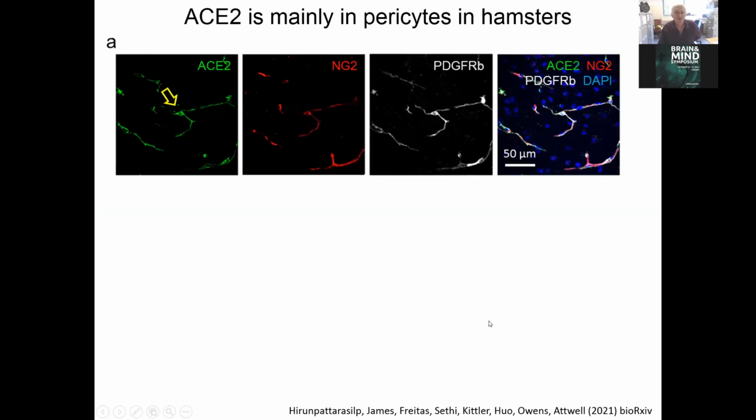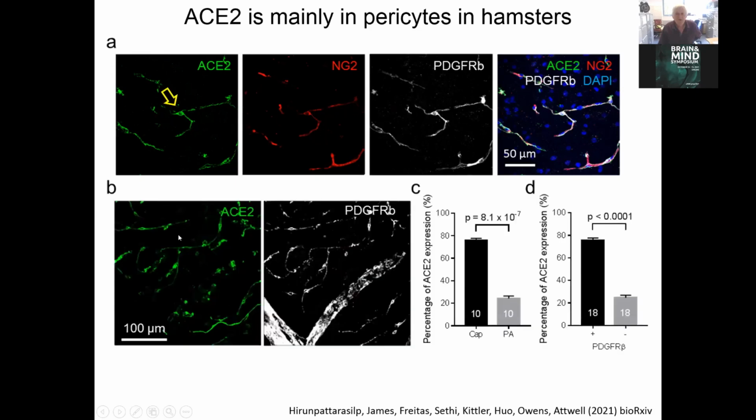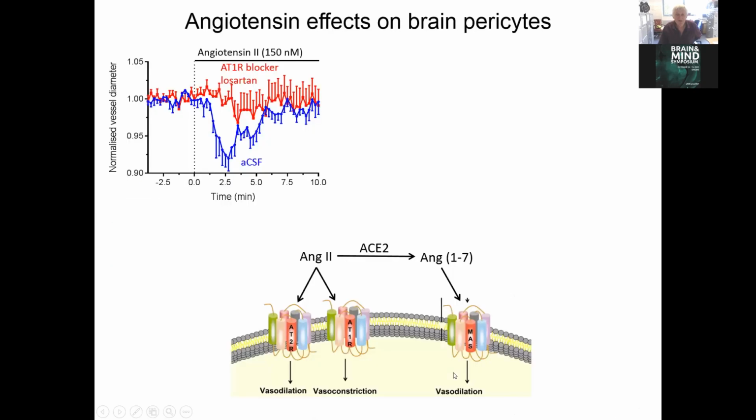If you do immunohistochemistry and label for ACE2, you find that it's mostly in cells which co-label for these other pericyte markers here, NG2 and PDGFR beta. And if you quantify where the label is, nearly 80% of it is on capillaries rather than arterioles, and most of it is on these PDGFR beta positive pericytes. So the action is on capillary pericytes.